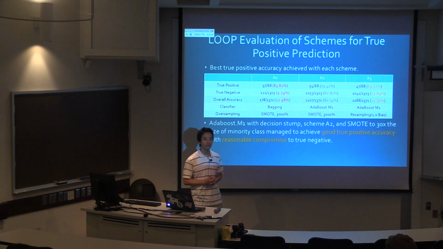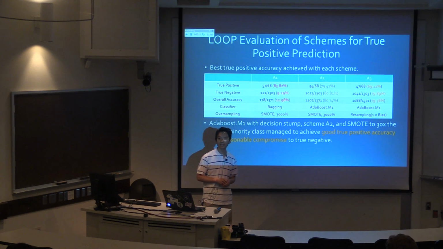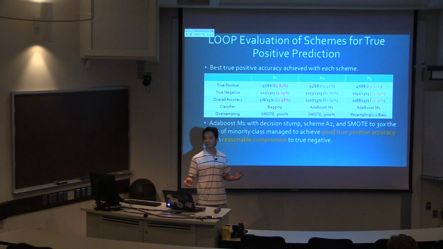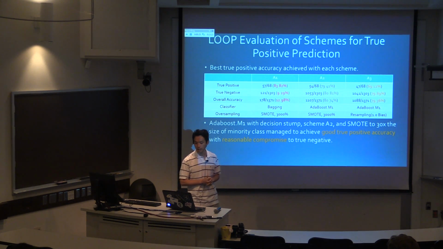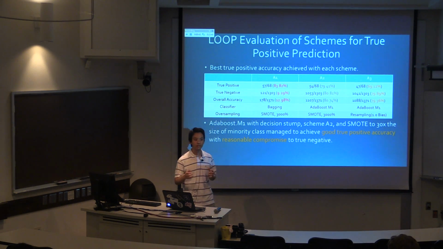Yeah, so one of the early goals of the research is to find a scheme that can do best overall, one that can do well in true positive, or better yet, one that does just good in all of them. Well, I've seen before A1, A2, and A3, of which A3 does not do very well with true positives. So AdaBoostM1 with decision stump was introduced since it has the best chance with hard-to-predict data.